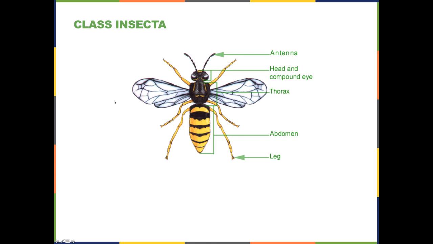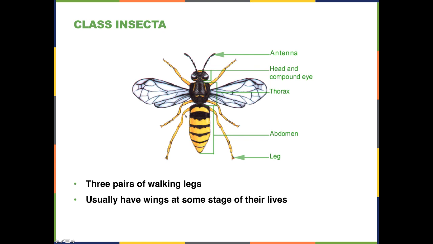Now moving on to Insecta. Insecta, as we said before, are distinguished because they have 3 pairs of walking legs instead of 4. They have wings. Generally, many of them have wings throughout their lives, and all of them have wings at some point or some stage in their life.